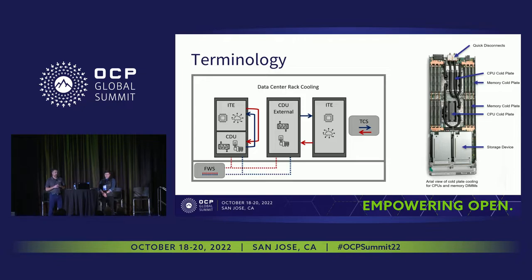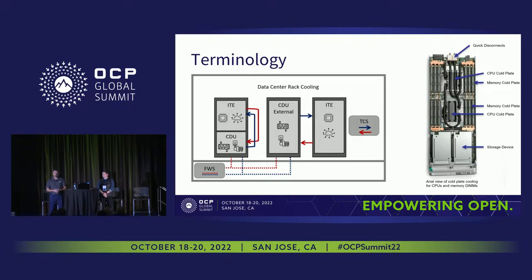To tie it all together, another bit of work we're doing is on terminology, ensuring that throughout all of the OCP documents as well as external reference documents like ASHRAE, we're harmonizing on that terminology. So we adopted facility water system, which is FWS, that comes into the CDUs. CDUs can either be in the rack or in the row. And on the secondary side of the CDU, it goes through the technology cooling system up into the IT equipment.